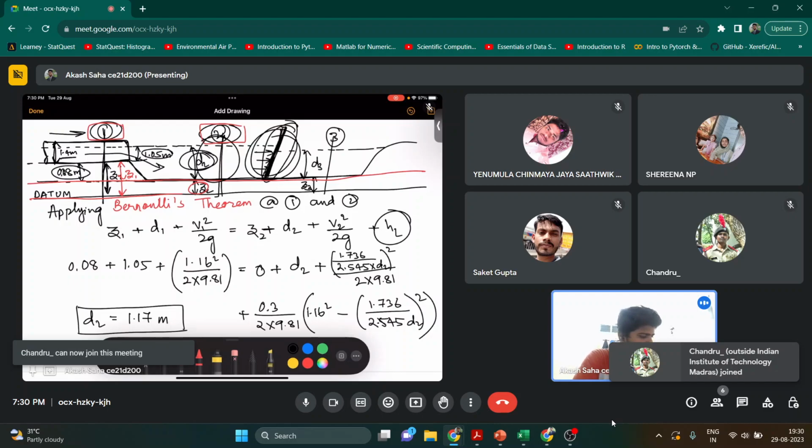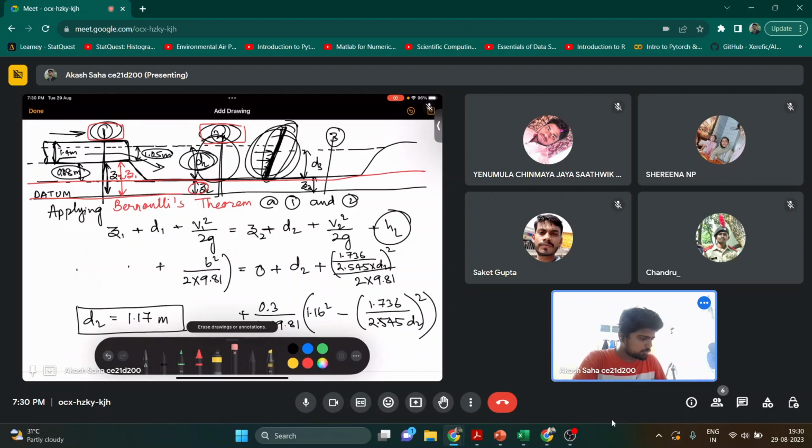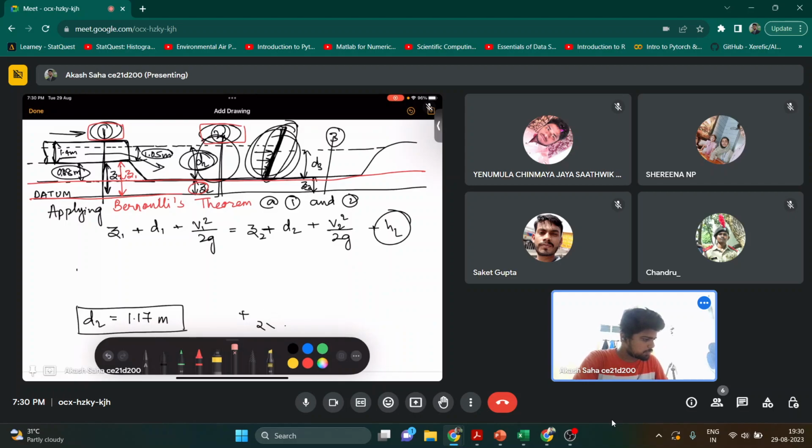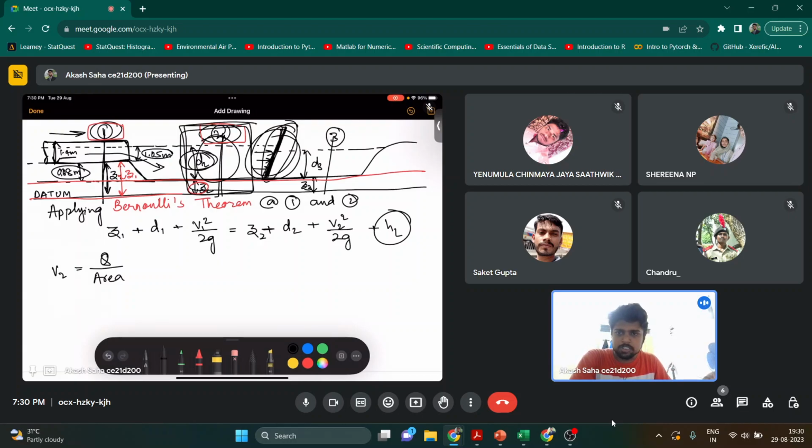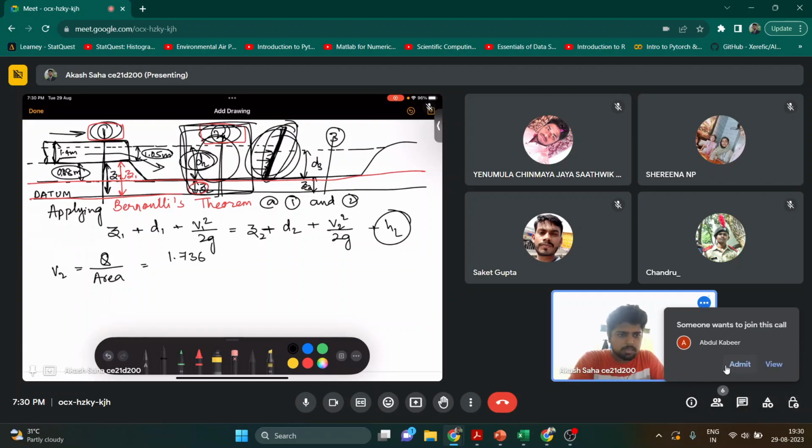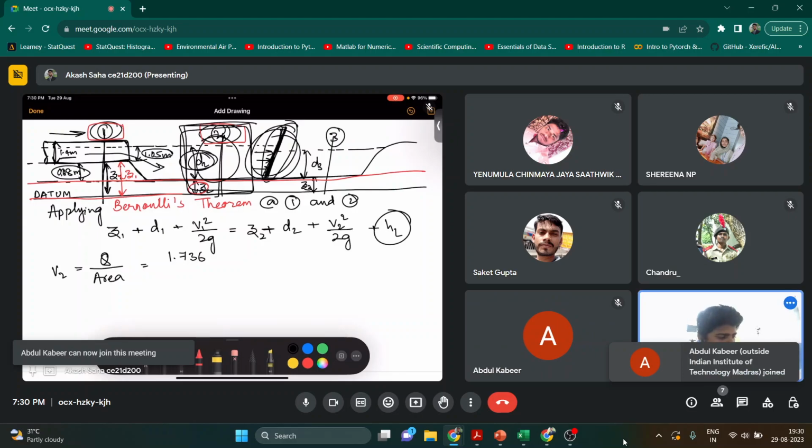Fine, I will show it once again. V2 square, right? So what is V2? V2 will be Q divided by the area, right? In this portion. Okay, so Q is same. Q will be 1.736, right?